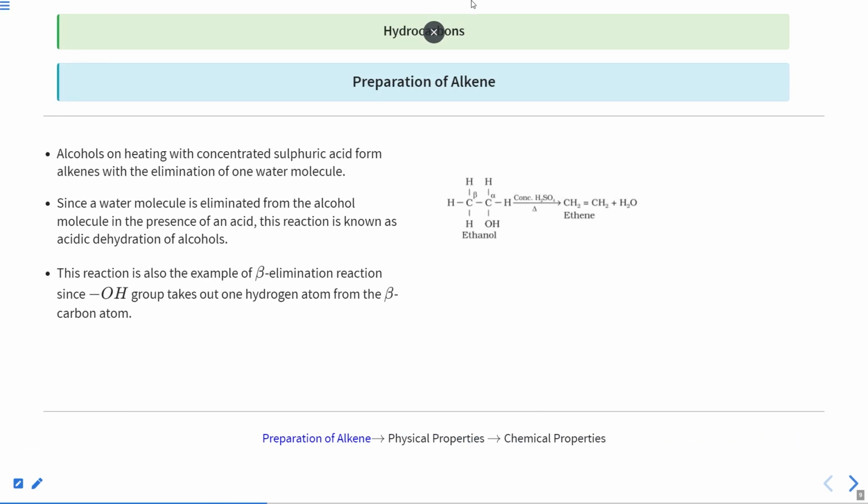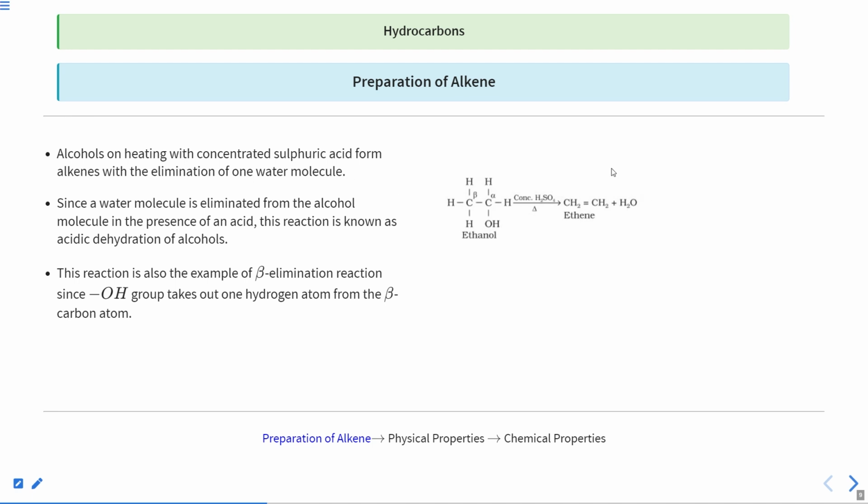Now here is a reaction. What we are doing here is treating alcohol in the presence of conc H2SO4 and heat. You will see that this reaction is seen very often. It is called an elimination reaction. We are eliminating a group, and we eliminate it in the presence of heat, meaning elimination reaction is favorable at higher temperature. Since a water molecule is eliminated from the alcohol, the reaction is known as acid dehydration of alcohol.